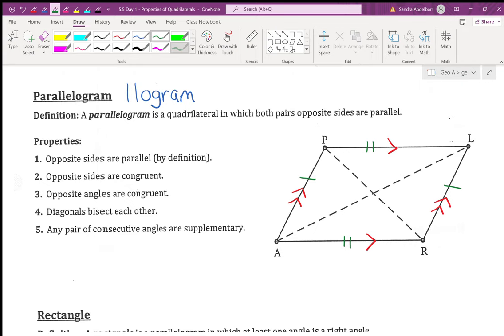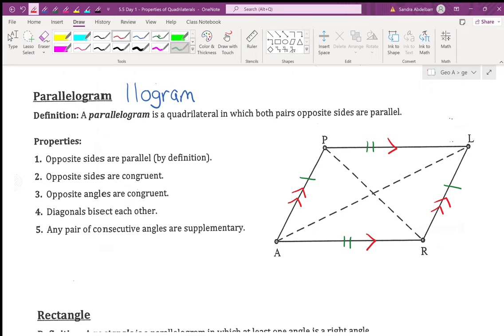Opposite angles are congruent. Now, when we talk about opposite angles, we're talking about the big angles. So that big angle by A, so angle PAR, is congruent to the one opposite from it. So it's congruent to that big angle L, PLR. Those are what I mean when I say the opposite angles. It's the big angles that are across from each other.